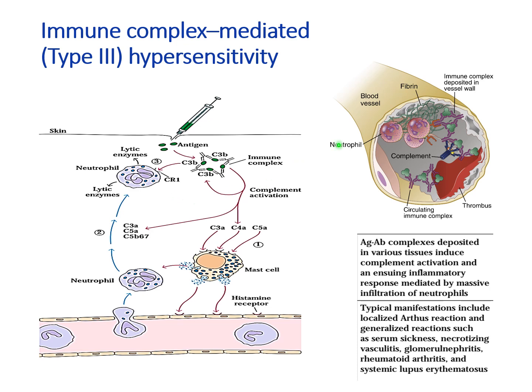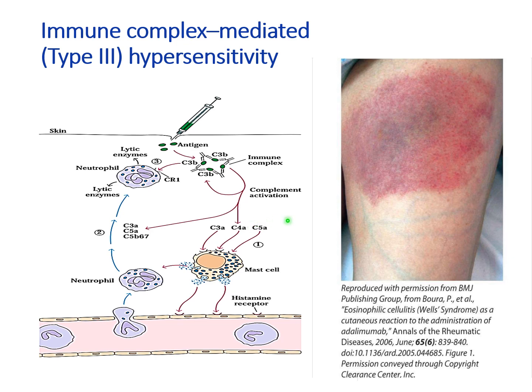An example is the Arthus reaction. This is how it looks, and it can be induced by insect bites as well as inhalation of fungal or animal protein. Now in this picture, this Arthus reaction was caused by a drug given to the patient. So there is deposition of immune complexes in the blood vessels.